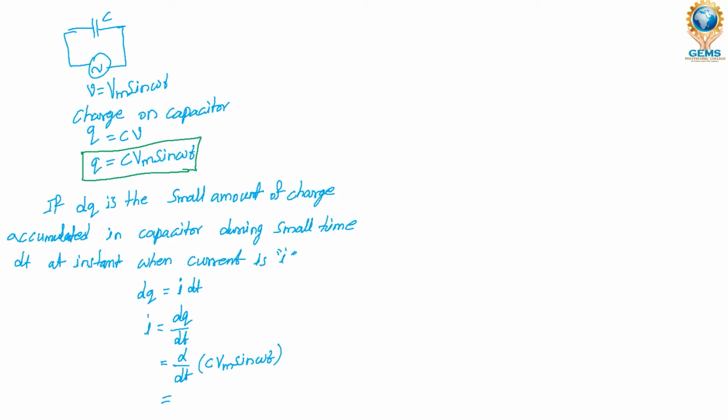this sin omega will come forward. Okay, I will write like this: C and Vm constant. The differentiation of sin omega t will become omega cos omega t. Differentiation of sin theta is cos theta. Differentiation of sin a theta is a cos a theta. Okay, like that it will come. This is the I value.